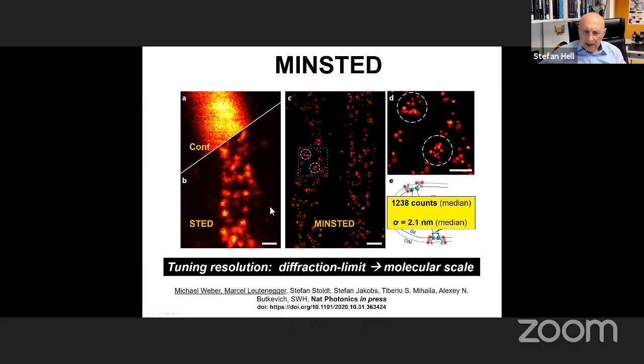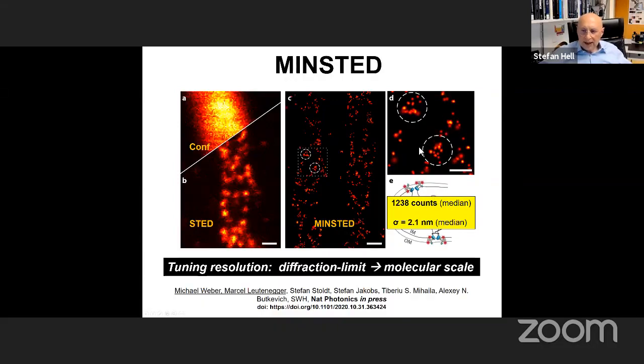And so this is a very nice recording that Michael actually took. So this is confocal, this is STED and MINSTED. You can tune the spatial resolution from confocal down to STED and finally to the molecular scale. I'm not aware of any other concept that really bridges the whole distance from confocal to basically molecular scale resolution. At the same time, the background is low.